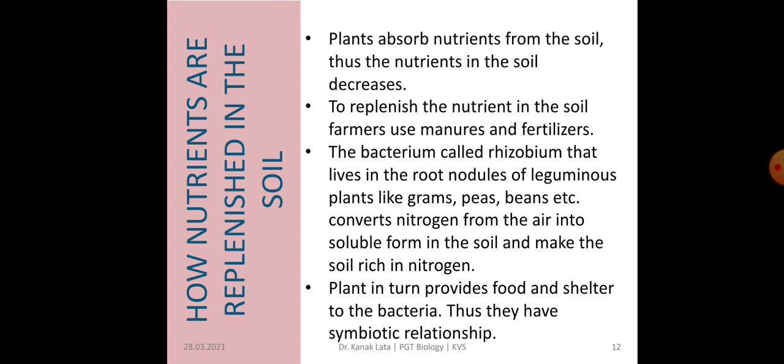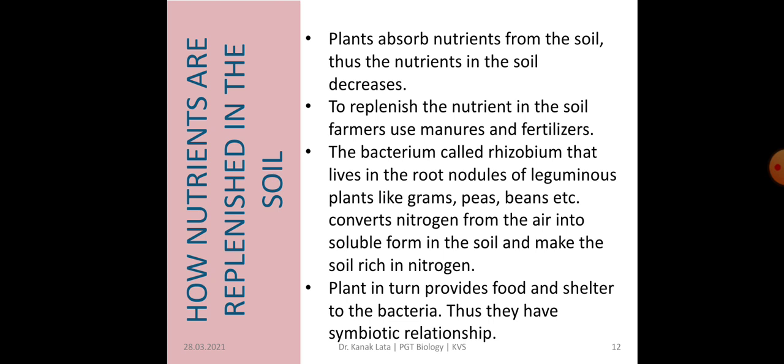Now the next topic is how nutrients are replenished in the soil. Replenished means how they are getting back into the soil. We know that plants absorb nutrients from the soil. So whenever the plant absorbs nutrients from the soil, the nutrients in the soil become less. They go on decreasing. So it is necessary to replenish the nutrients in the soil. For this, the farmer uses nutrients to replenish the nutrients.